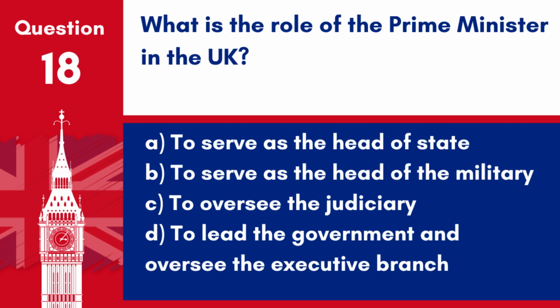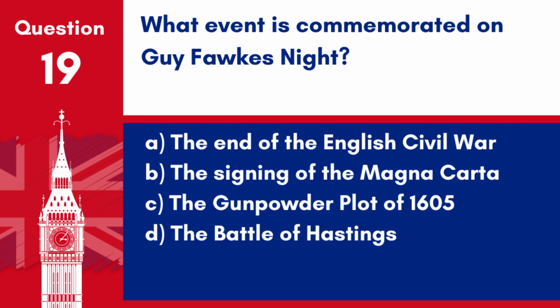Question 18. What is the role of the Prime Minister in the UK? A. To serve as the head of state. B. To serve as the head of the military. C. To oversee the judiciary. D. To lead the government and oversee the executive branch. Answer. D. To lead the government and oversee the executive branch. The Prime Minister is the head of the UK government, responsible for overseeing the operation of the government and the execution of policy.